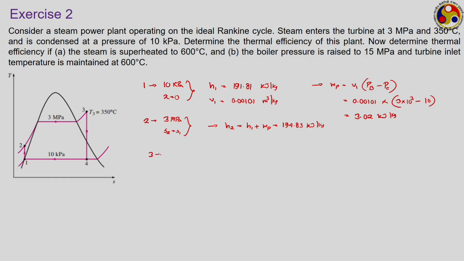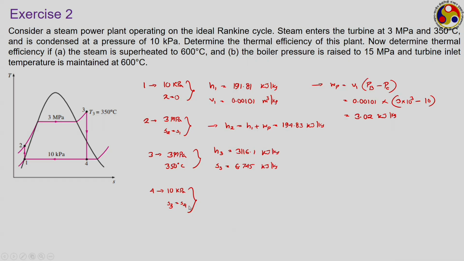Now, move to point 3. Point 3 is clearly given to be superheated, it is 3 megapascal and 350 degree Celsius. So, from that superheated table we have H3 equal to 3116.1 kilojoule per kg, and entropy we need here, which is 6.745 kilojoule per kg Kelvin, and point number 4 we know it to be at a pressure of 10 kilopascal and S2 to be equal to S3 to be equal to S4.